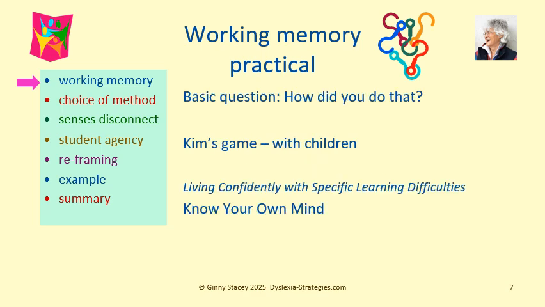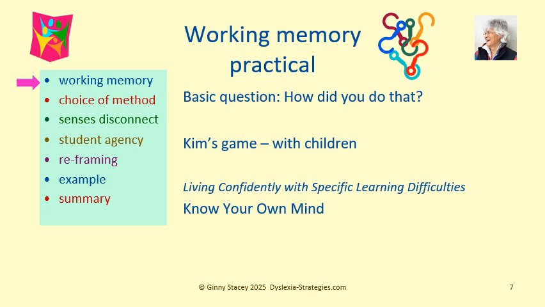The basic question in the activity you've just done is, how did you do it? How were the 5 different objects remembered? And if you had the opportunity to do it in a group, you will have found that people do it in many different ways. And that's really interesting to realize that we do process information in many different ways.